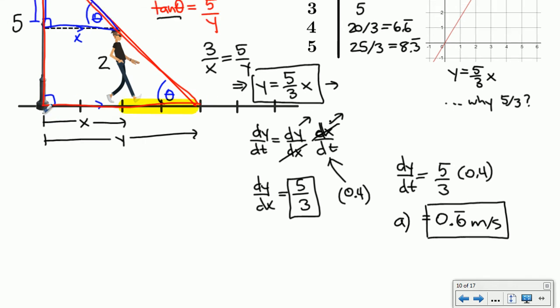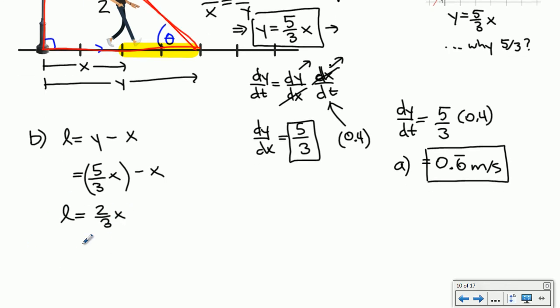So part B is asking us to find the rate that the length of the shadow is changing. The shadow is given here, so we can figure out the length of the shadow by subtracting x from y. So the length of the shadow is y minus x. We know from earlier that y is 5/3 x, so I can sub that in for y and simplify. So 5/3 x minus 1x gives me 2/3 x. So the length of the shadow is given by that.